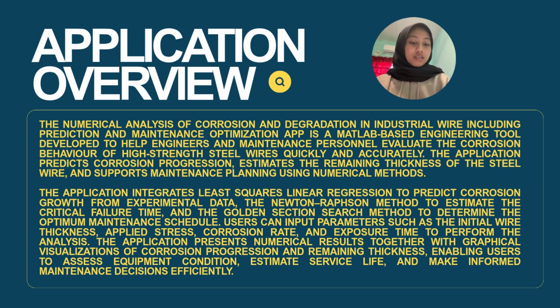The numerical analysis of corrosion and degradation in industrial wire, including prediction and maintenance optimization app, is a MATLAB-based engineering tool developed to help engineers and maintenance personnel evaluate the corrosion behavior of high-strength steel wire quickly and accurately. The application predicts corrosion progression, estimates the remaining thickness of the steel wire, and supports maintenance planning using numerical methods.